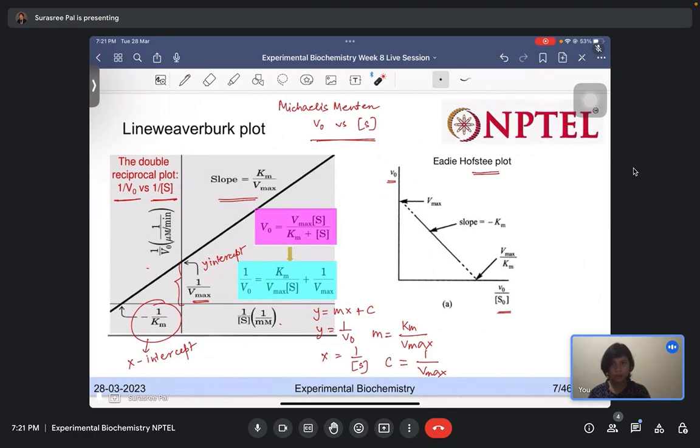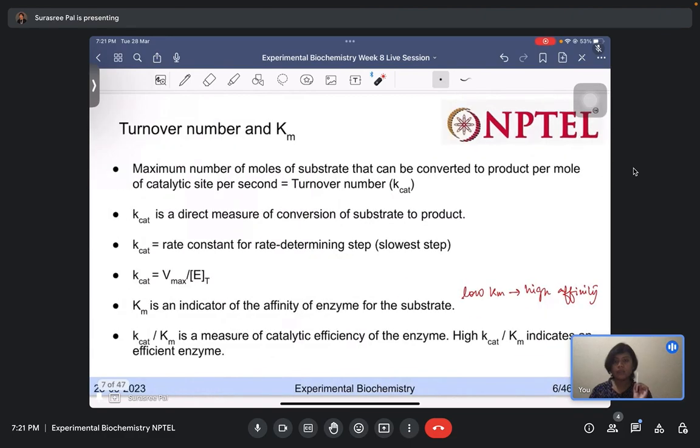Now this Michaelis Menten curve can be converted to linear plots in this way. This is a double reciprocal plot where we plot 1 by V0 with respect to 1 by S, or we can plot V0 with respect to V0 by S. From these linear plots, it is easier for us to determine the values of Vmax and Km. The y-intercept gives us the value of 1 by Vmax, and the x-intercept gives us the value of minus 1 by Km.